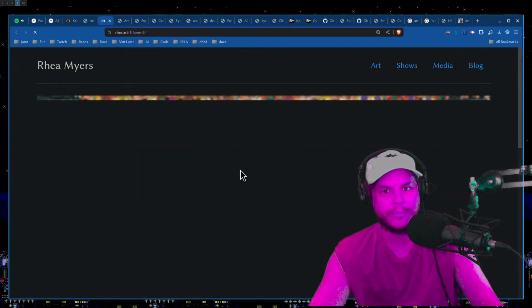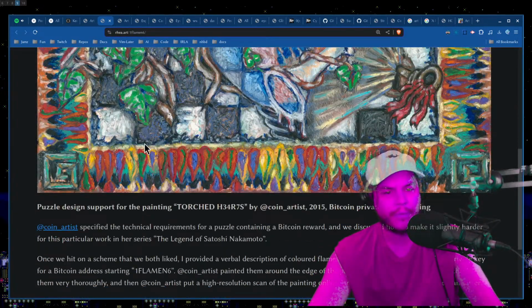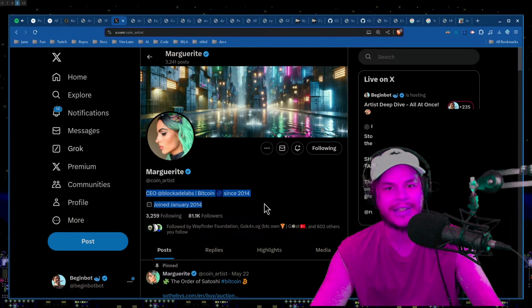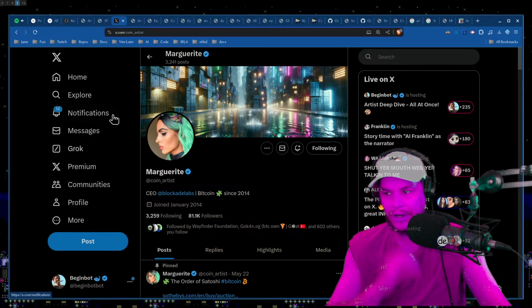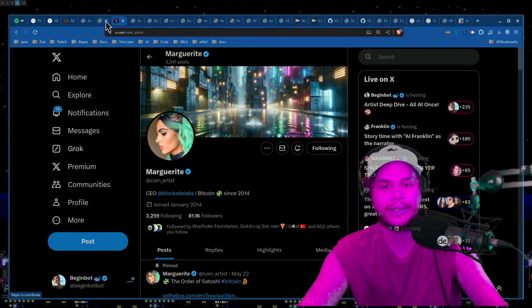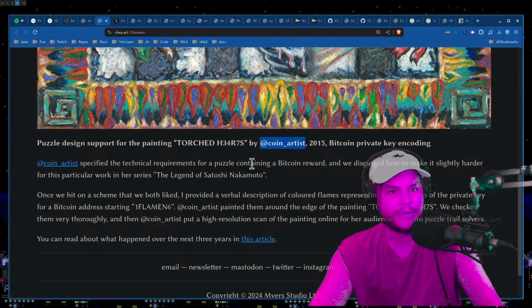Oh, we got a little something different here. Puzzle design support for the painting Torch Hearts by CoinArtist. Yes, dude. This is the CEO of Blockade Labs, who we use for our 3D backgrounds and all that. I love how the world's all linked together. So cool. So CoinArtist specified the technical requirements for a puzzle containing a Bitcoin reward, and we discussed how to make it slightly harder for this particular work, The Legend of Satoshi Nakamoto.